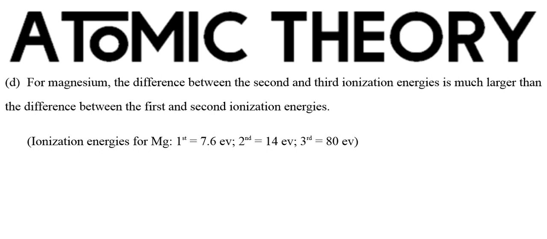Final question. For magnesium, the difference between the second and the third ionization energies is much larger than the difference between the first and the second ionization energies. So what it's saying is removing the third electron is much more difficult than removing the second, in comparison to removing the second and the first. And they give you all the values. So you got 7.6, you got 14, and you got 80.